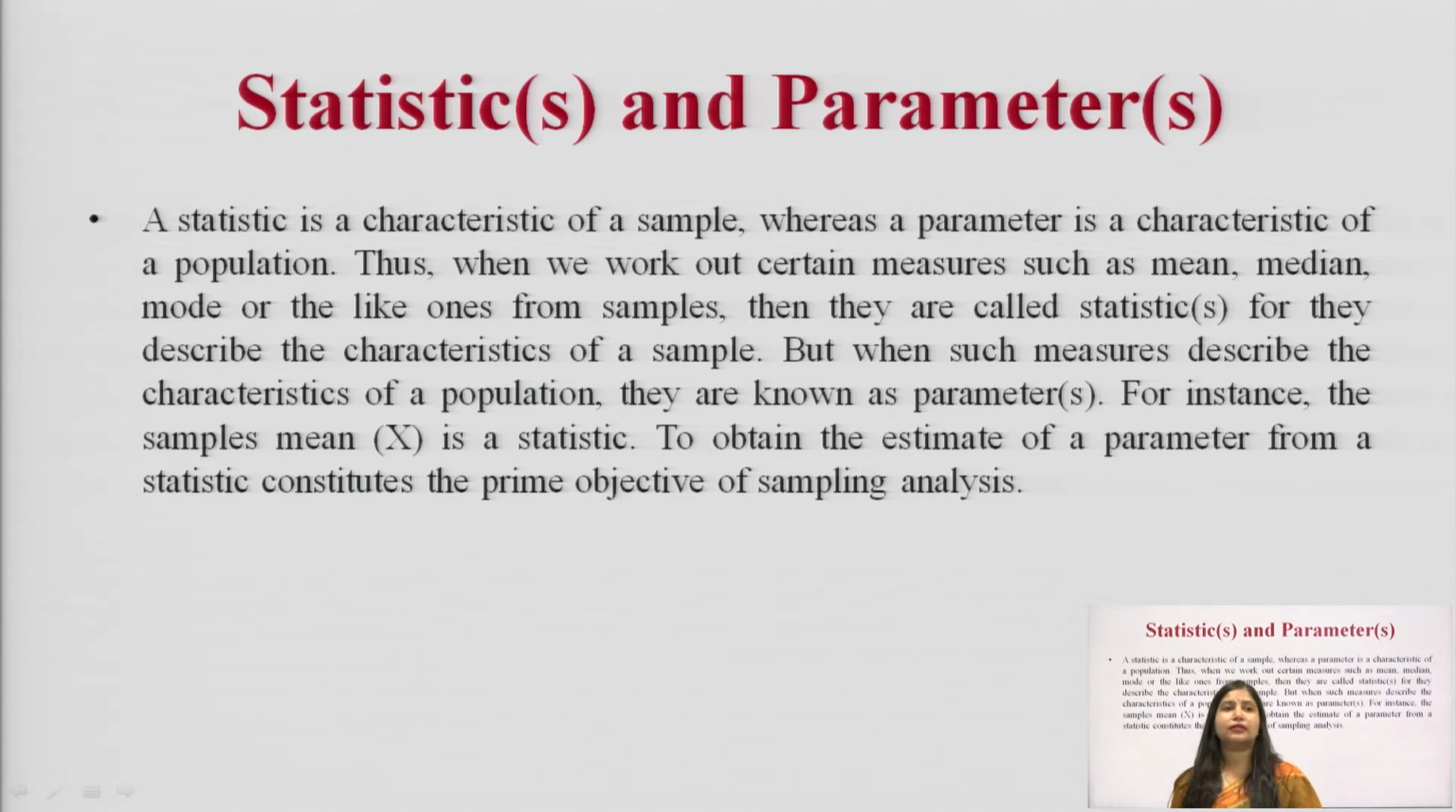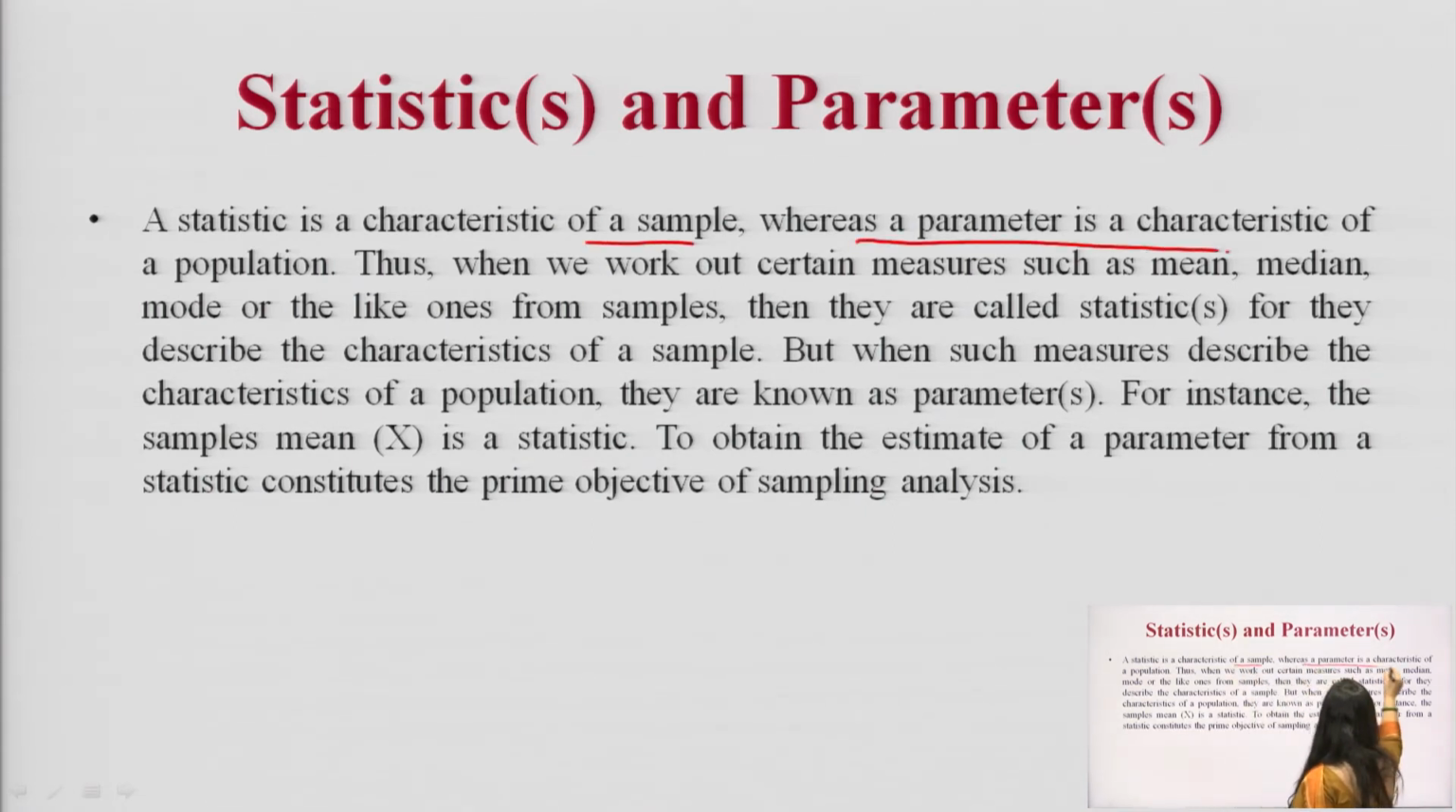Then there are a few terms related to the population and the sample, which are called statistic and parameter. They are basically used in reference to your population and your sample. A statistic is a characteristic of the sample, whereas a parameter represents a characteristic of the population. When we talk about the sample, its characteristic is called a statistic. But when we talk about the population, its characteristic is called a parameter.